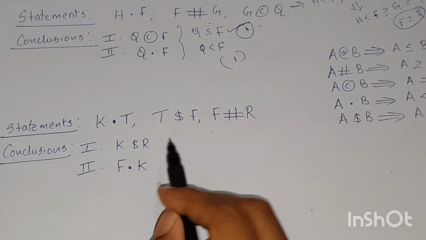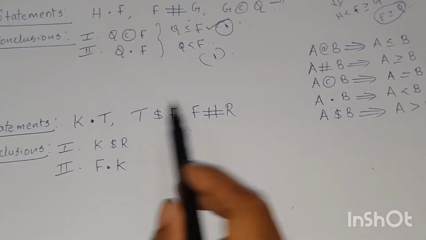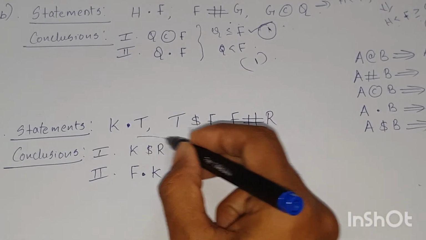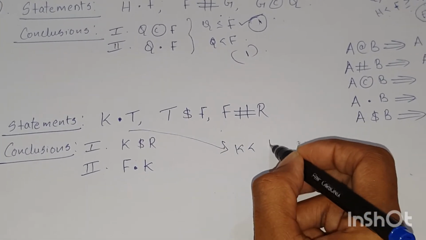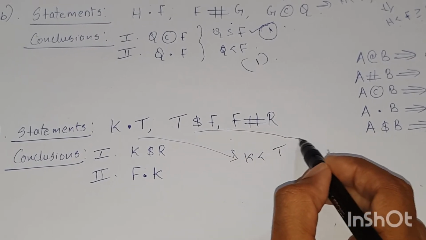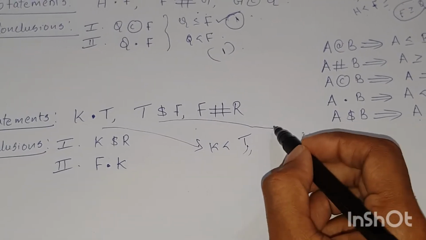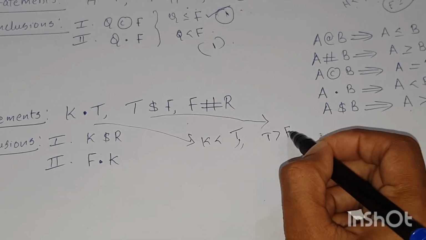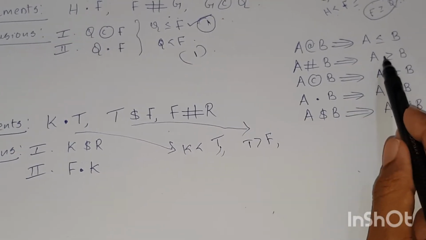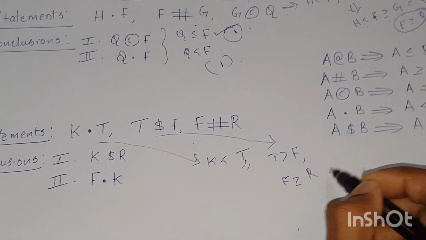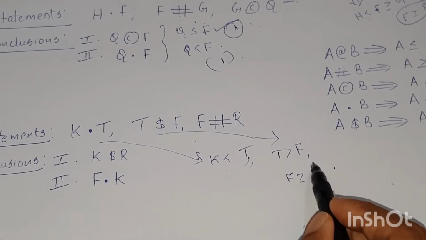Okay, going to the third one, K . T. Dot means less than, right? So K . T can be written as K is less than T. Now T $ F. Dollar means greater than, right? So T is greater than F. In F # R, hash means greater than or equal to. So F is greater than or equal to R. Okay. Now can we rearrange this one?